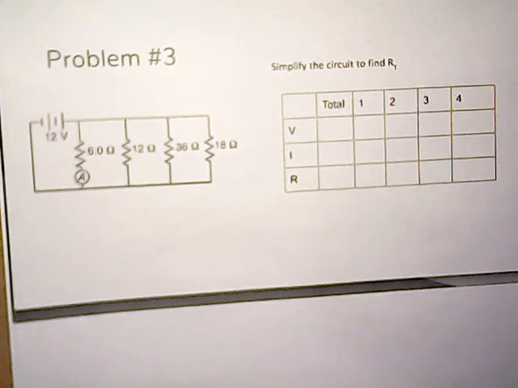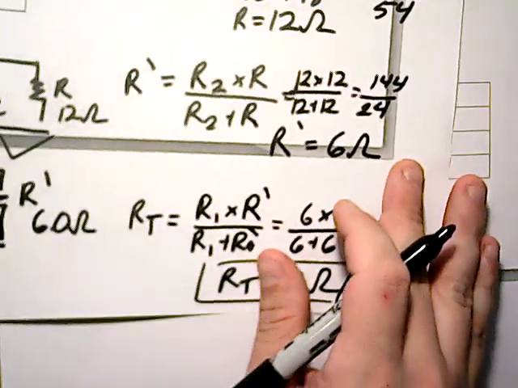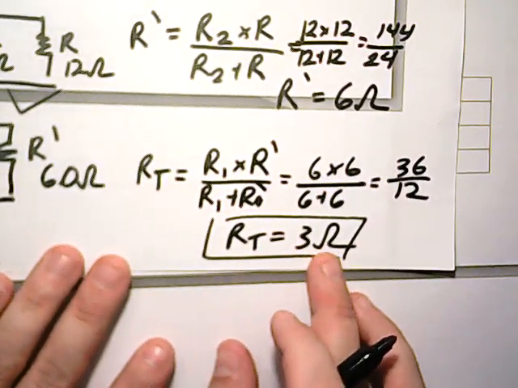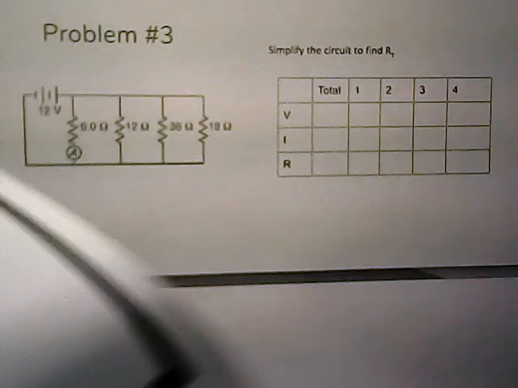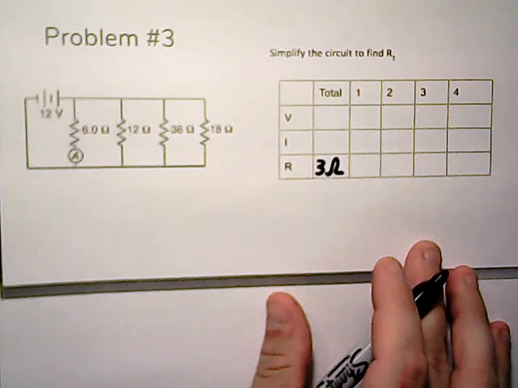So this is part 2 of problem number 3. For part 1, we solved and we were able to find that our RT, our R total, was 3 ohms. So we're going to fill that in here for 3 ohms. Okay, let's look at the rest of this.